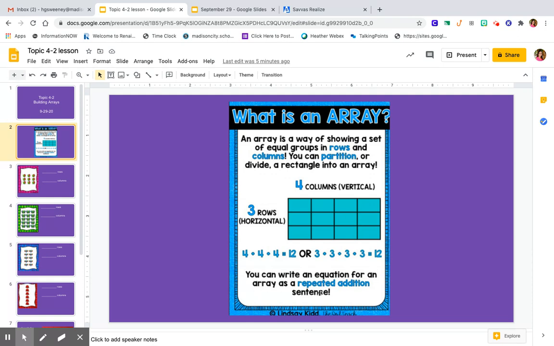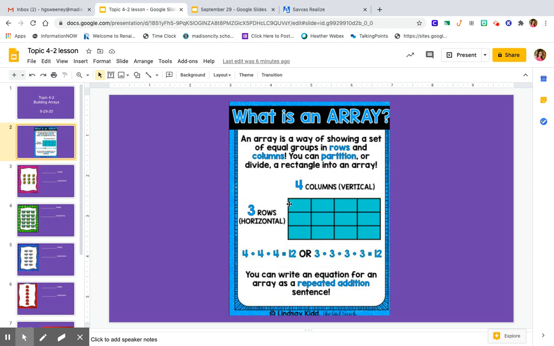Now, the way we could write this equation would be a repeated addition sentence. That means we're going to be adding the same number over and over again. Well, there's 2 ways we can do it. First, we can say there's 4 in the first row, plus 4 in the second row, plus 4 in the last row. That equals 12. So we can put 3 rows of 4 equals 12.